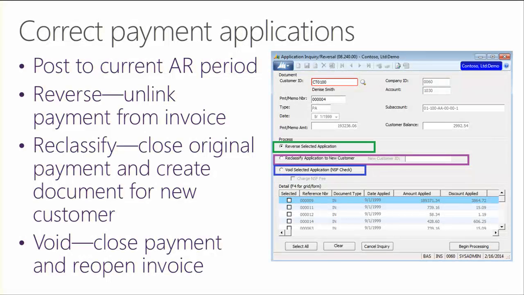Okay. And we did that for several weeks. And those batches were posted, and we needed to reverse them and put them in. We had to go through each individual transaction and use that void selected application because we didn't know a way to reverse the entire batch. Right. Is there a way to do that?